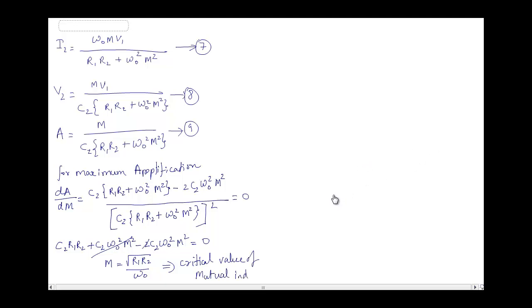Based on this critical value, we can find out the maximum value that can be obtained for I2, V2 and also A. So let me start. Then I2 max would be, when I substitute this critical value of mutual inductance instead of M, omega naught will cancel off. So we will get straight away under root of R1 R2 V1 divided by, again if I substitute here, 2 times R1 R2, which basically gives me V1 divided by 2 under root R1 R2. So that is my equation number 10.